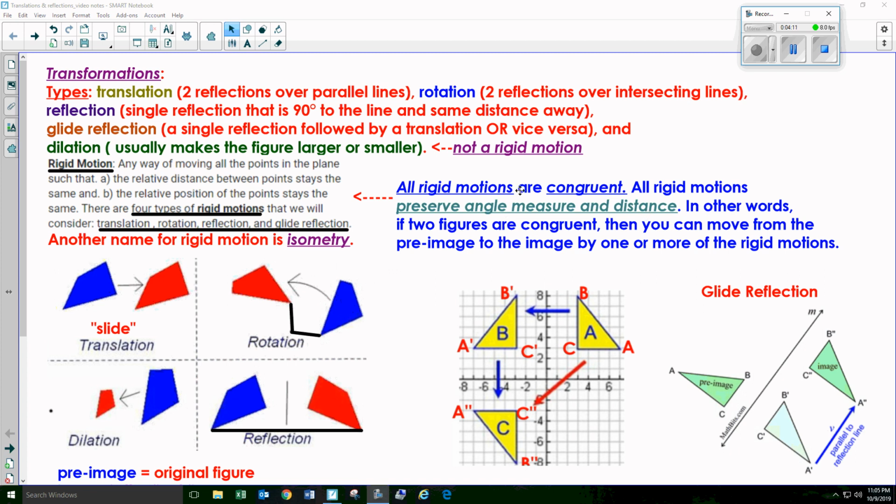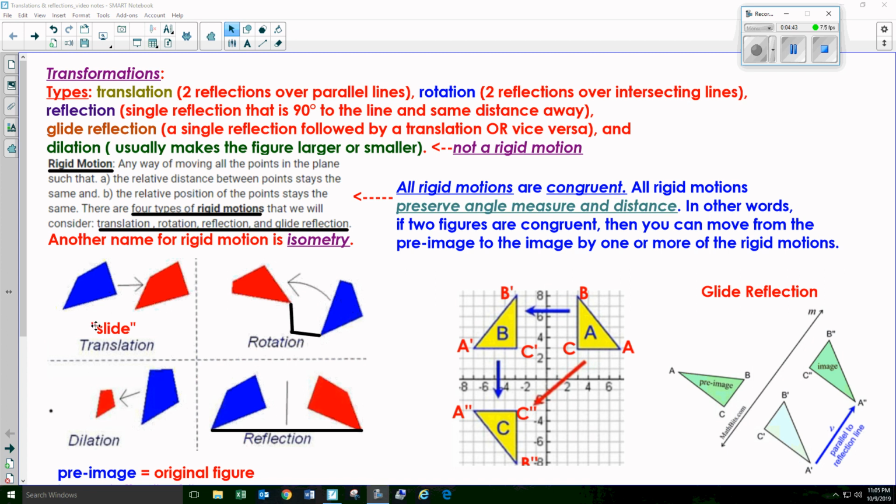And that's the idea of congruency. Okay, in Engage New York and the DCAS, they focus on congruency as one of these four rigid motions. Mainly, like I said, they focus on these three right here. Okay, but glide reflection also is, because it's a combination of a reflection and a translation.